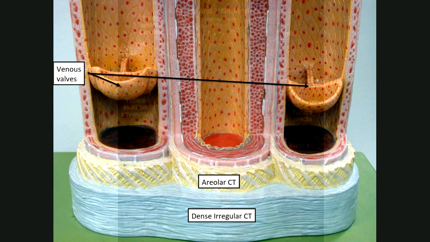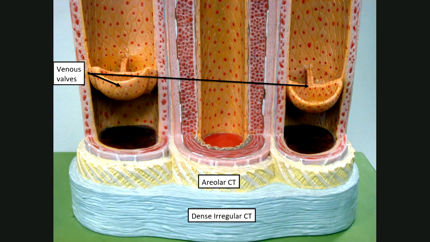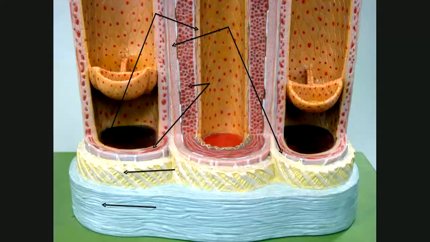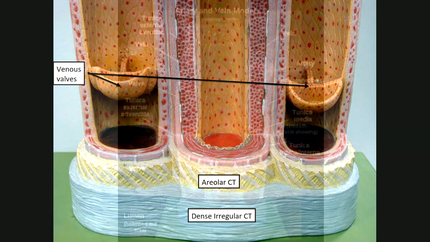So that's the general idea. The veins have 3 layers but no sublayers. Exactly. So if we go back up here, remember we have these sublayers here, but you don't see anything like that with veins. They don't have these elastic laminae or anything like that. They just have the tunica externa, tunica media, and tunica interna. Anybody else have a question?